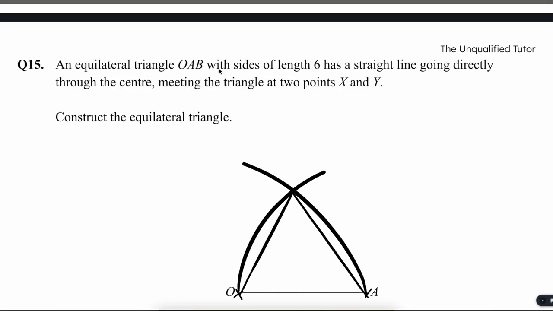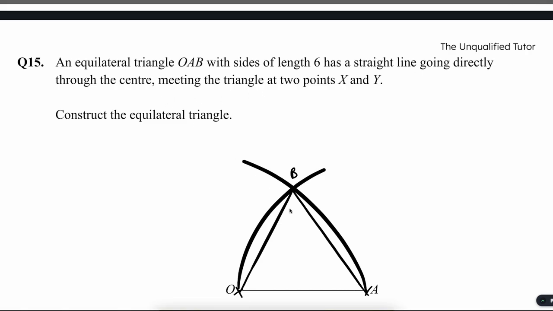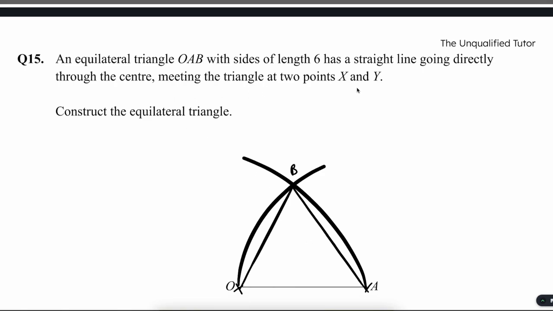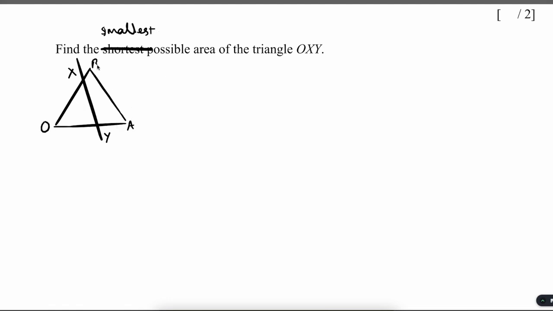So it says here you've got OAB, and we've got a line going directly through the centre, meeting the triangle at 2 points X and Y. So if we imagine it like this, we've got an equilateral triangle with a line going through the centre, meeting at X and Y. And we've got to find the smallest possible area of OXY, which is this area here.